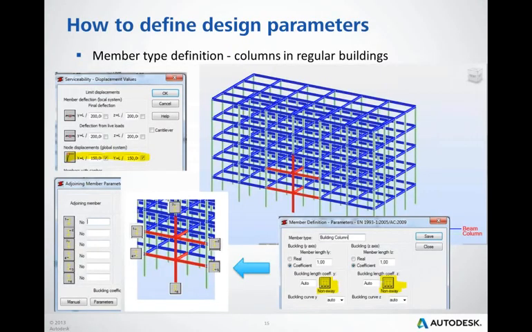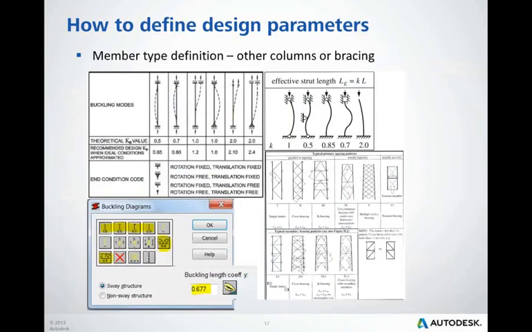For columns in irregular buildings, you may use the automatic buckling length option, which calculates buckling length coefficients for a column based on the stiffness of elements which are defined in its top and bottom nodes. Again, let me remind that SLS limits for columns should be set in a different way than for beams. For columns in irregular structures, as well as for trusses or electricity towers, you may refer to values suggested in the literature and enter the recommended values of buckling length coefficients in the way shown on the currently displayed slide.